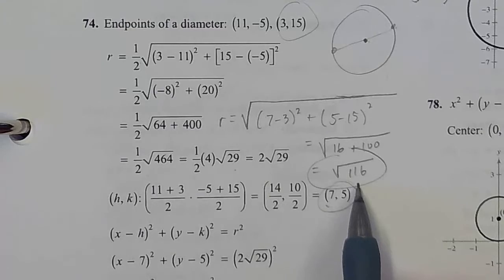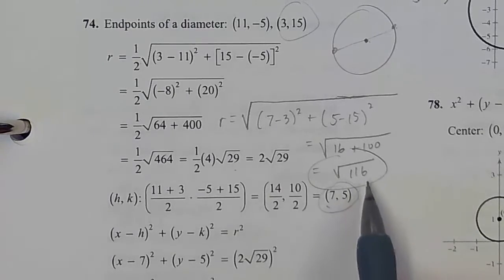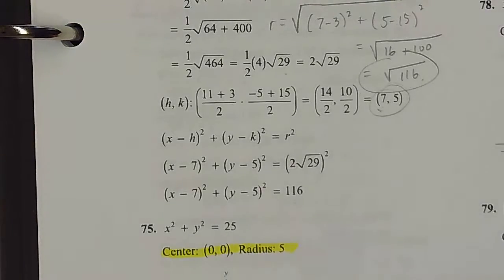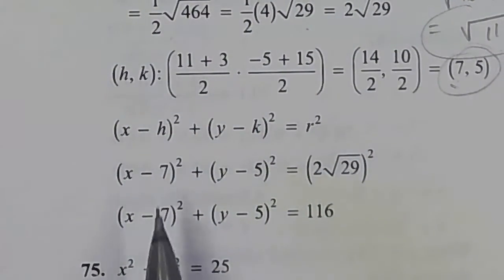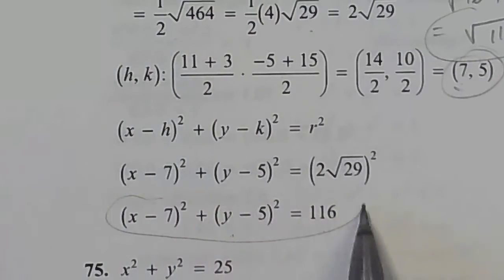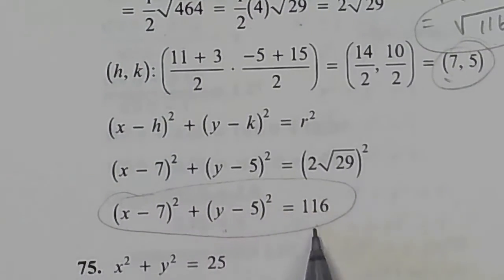The directions do say write the standard form, center check, radius check. We're ready to go ahead and answer this thing and throw it in right here. So x minus 7 squared. Here's the best final answer down here. Square root of 116 squared is going to cancel out that radical.